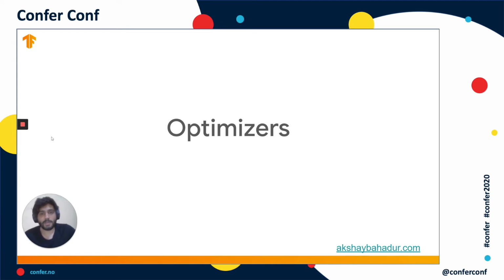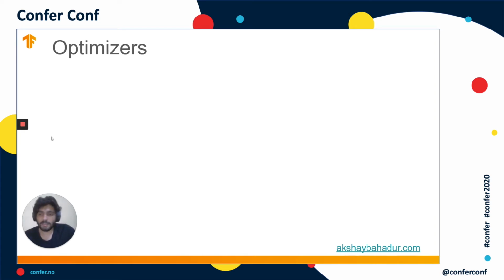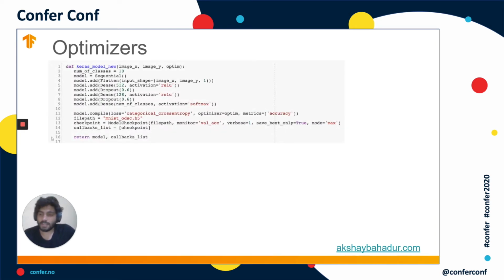We'll talk about optimizers. The important aspect is we are using the same model from our previous use case. What I'm trying to do is pass the optimizer as a variable in the function itself, and I'm just calling it when I'm compiling the model. So I can change it at runtime. I can try out different optimizers, and each optimizer helps me optimize the model in a certain way.